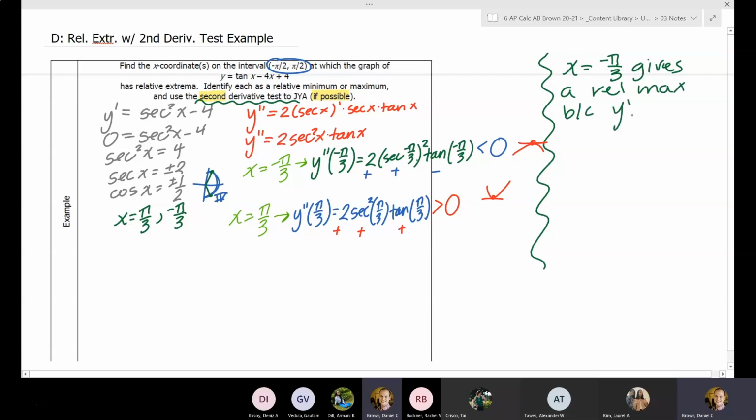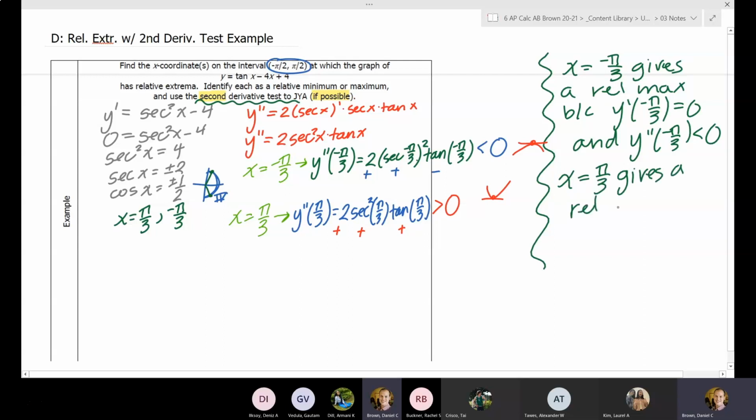because y prime of negative pi over 3 is equal to 0, and y double prime of negative pi over 3 is less than 0. And yes, you have to state all of that. You have to state clearly that there's a horizontal tangent there, and the second derivative is less than 0. And then for the other one, x equals pi over 3 gives a relative minimum for a similar reason, because y prime of pi over 3 is equal to 0, and the second derivative is greater than 0.